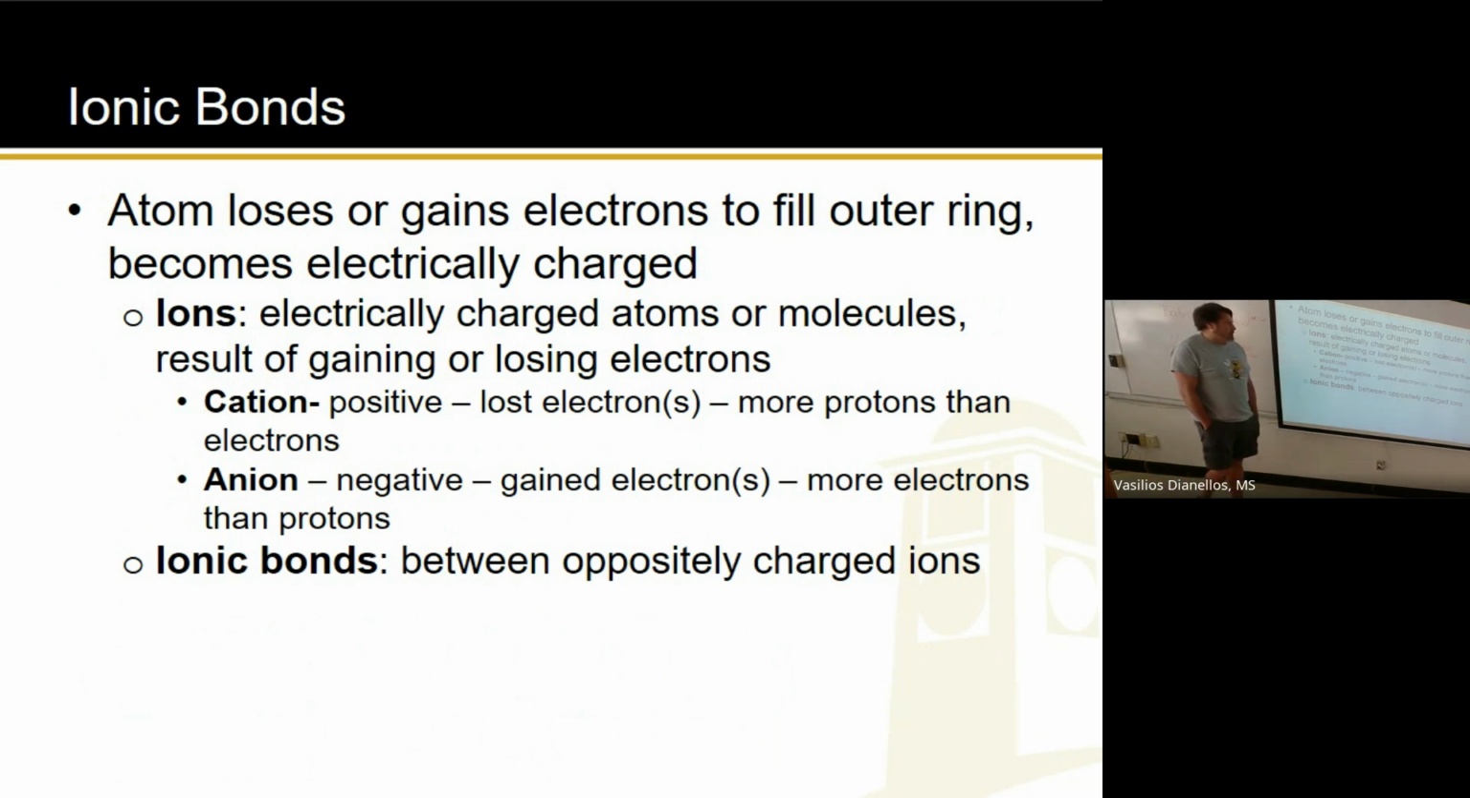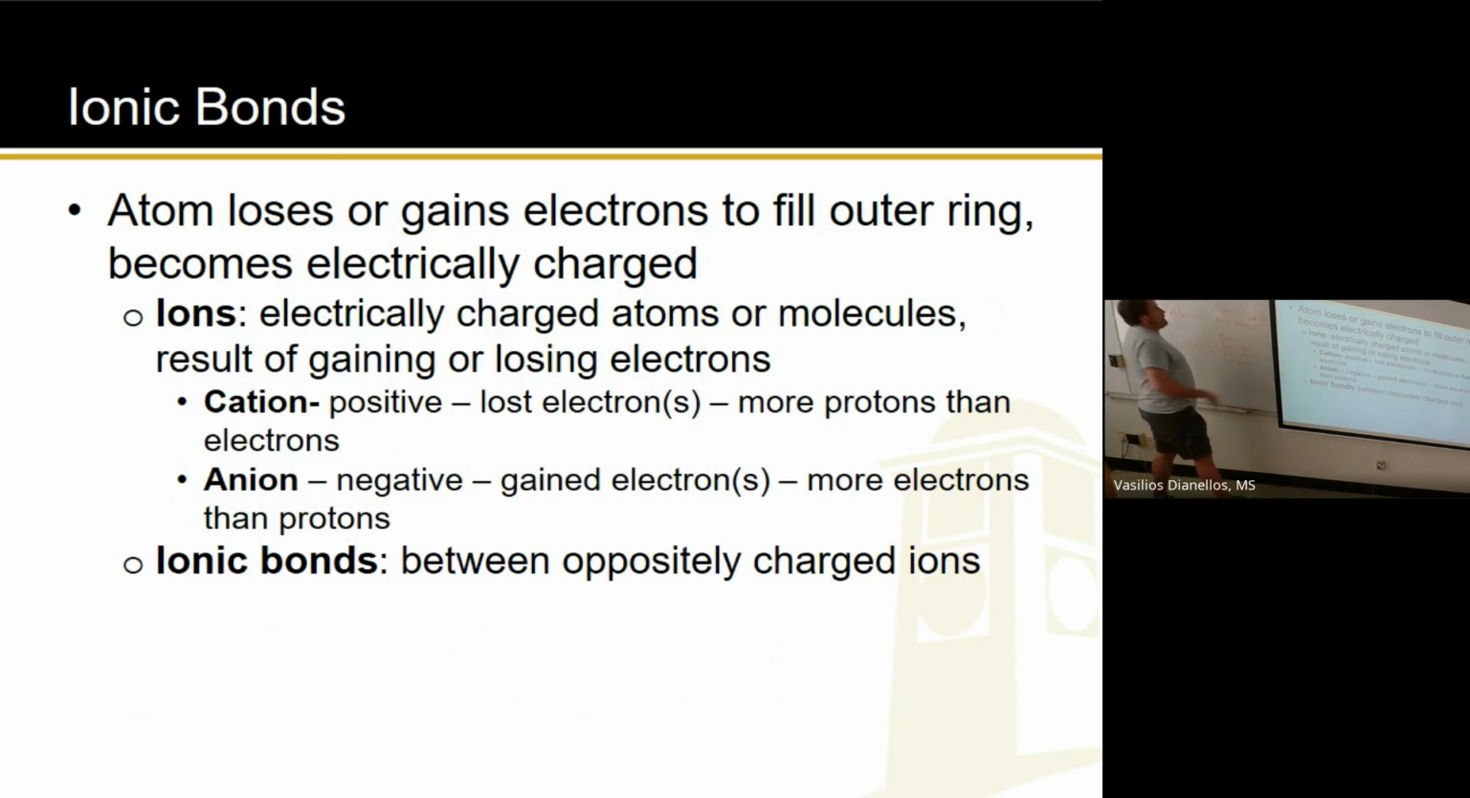Cations are positive because they lost electrons, right? So they're losing something negative, so they become positive. Anions are negative because they have gained electrons, right? And if you get more electrons than protons, then you're negative. All that makes sense? It's simple, just a lot of stuff to memorize.